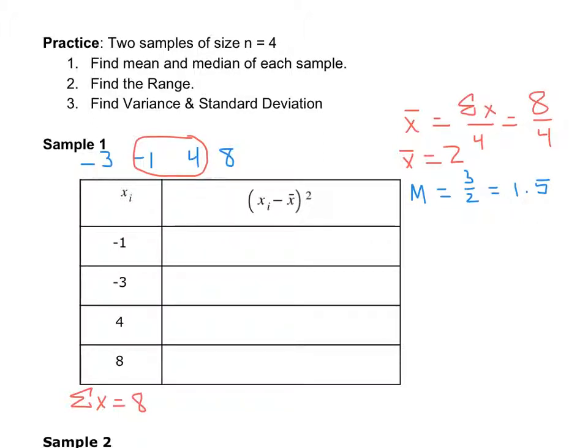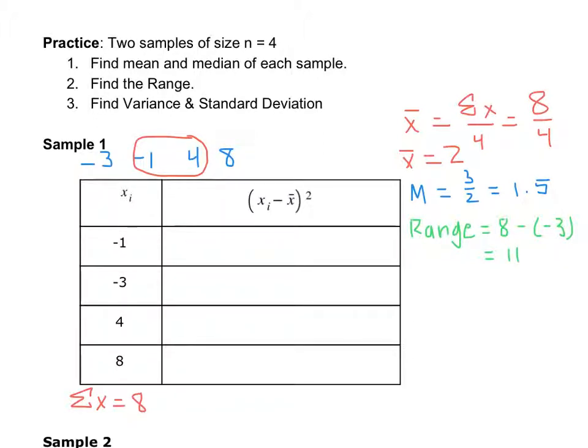Let's look at range. That's where we take the maximum value and subtract the minimum value. So our max value is 8, minimum value is -3. So we get 8 minus -3, so the negatives become a positive, so we get 8 plus 3, and our range is 11.